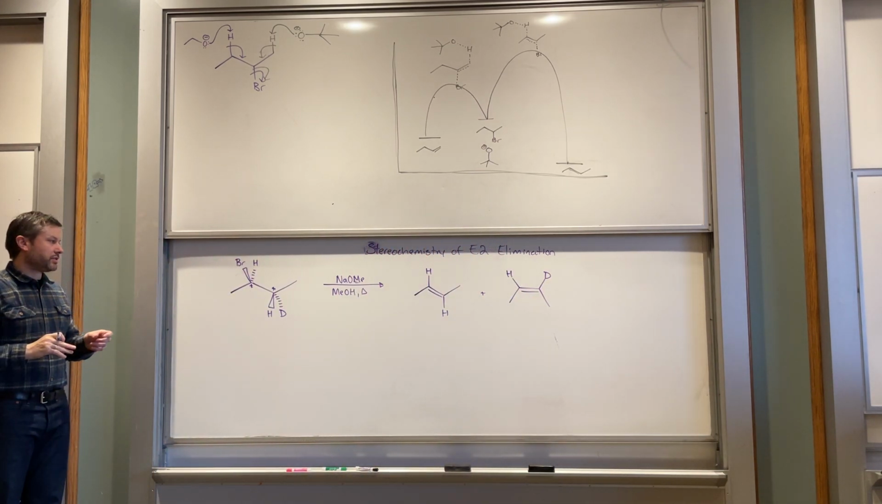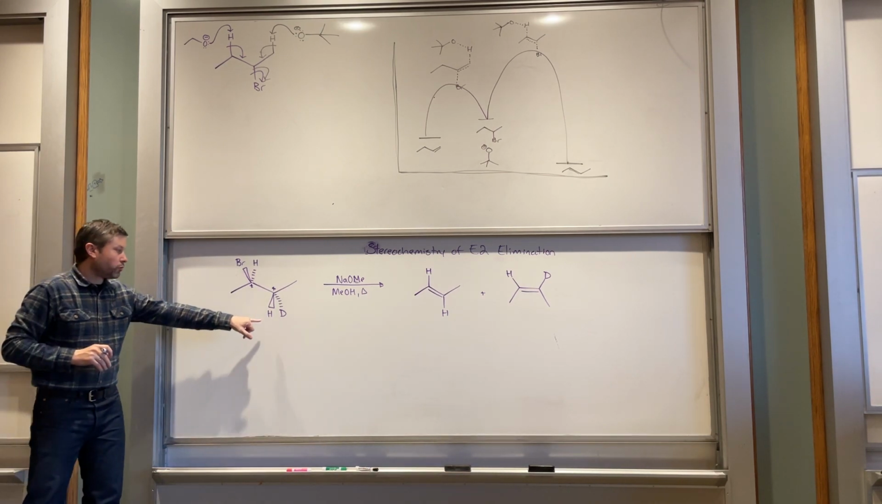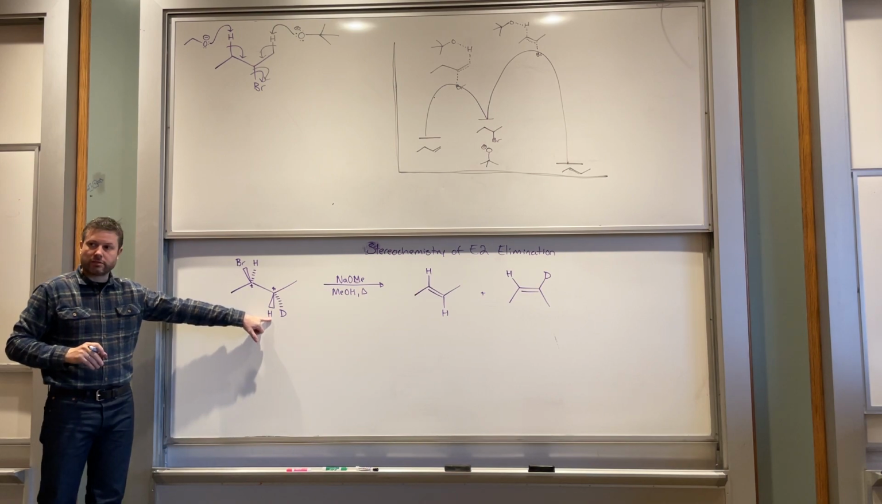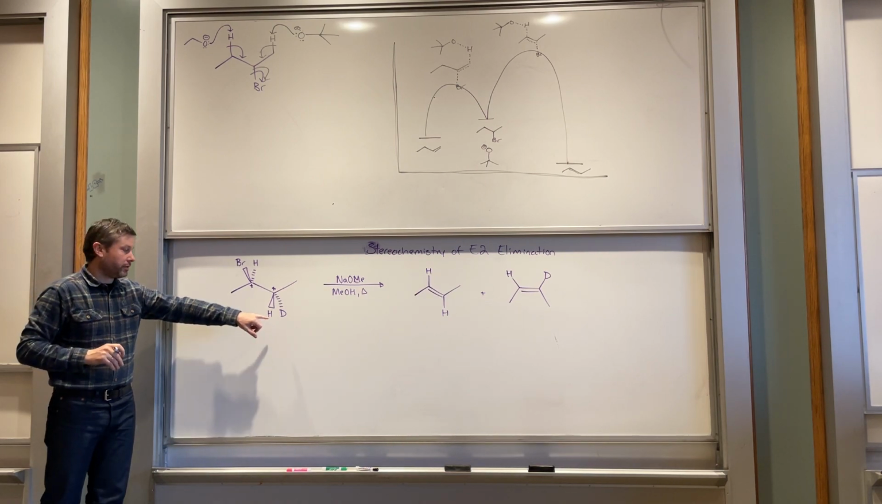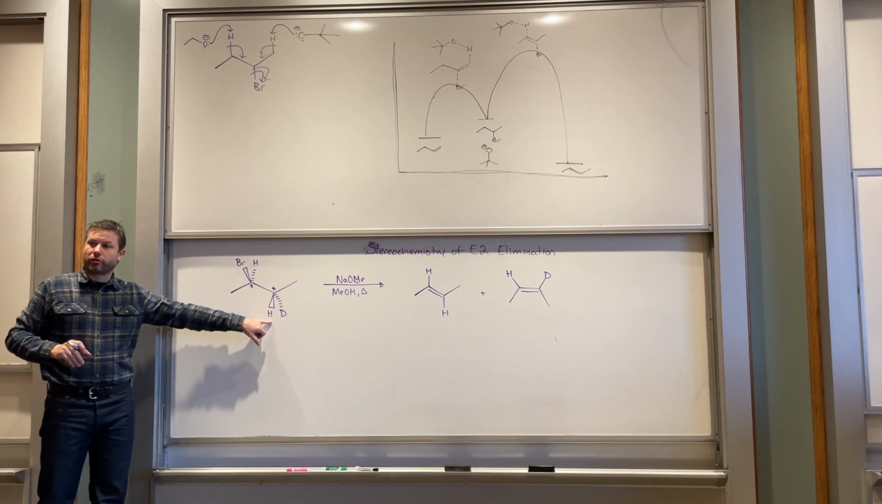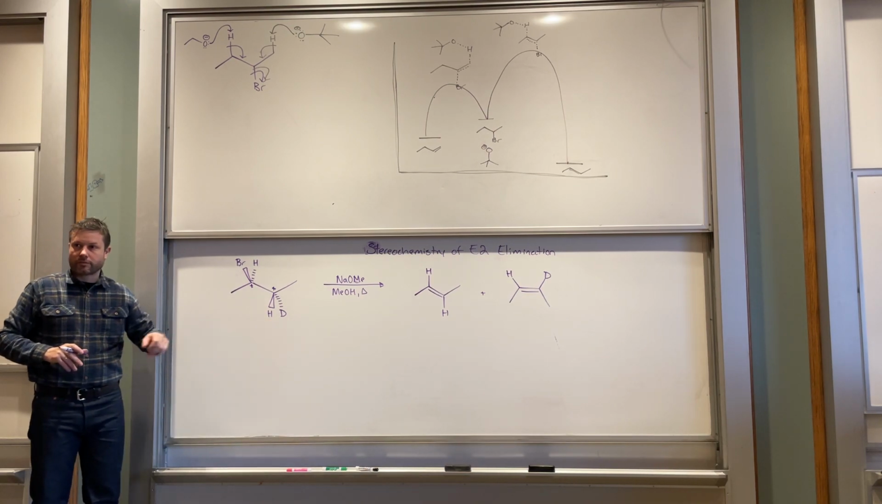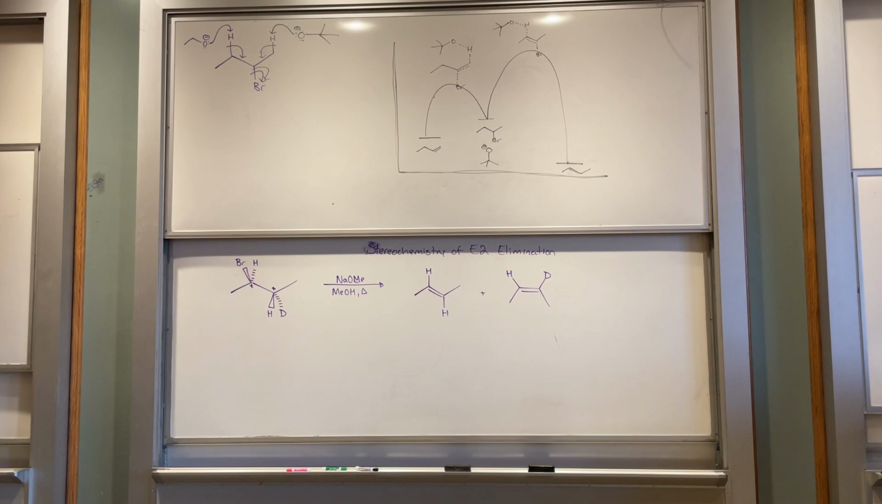What this illustrates is that in order to make the trans alkene, we're pulling the deuteron. In order to make the cis alkene, we're pulling the proton. This really points to the conformation that these molecules have to adopt in order for E2 elimination to take place.